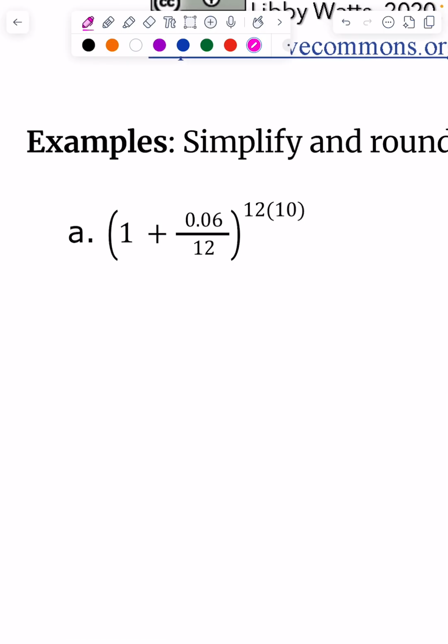So PEMDAS says to do parentheses first. Okay, let's do parentheses first. So that would be the 1 plus, and then we have to make a decision here. We've got a division in here and we've got an addition. So inside the parentheses, the division part is what we need to do first. So 1 plus, and I'm going to do it in Desmos, 0.06 divided by 12 is 0.005.